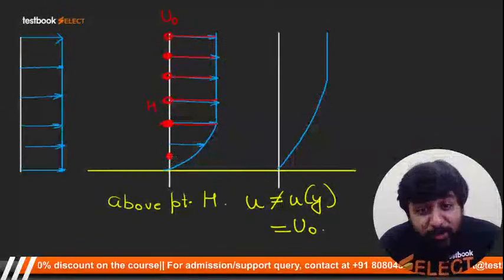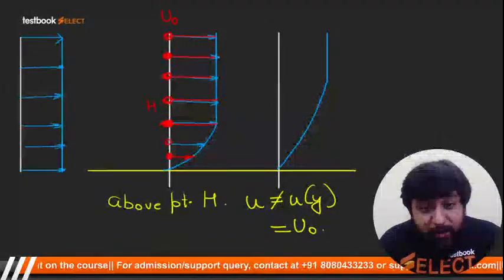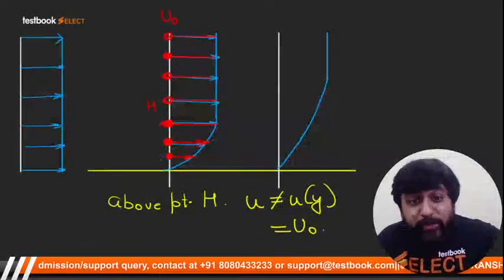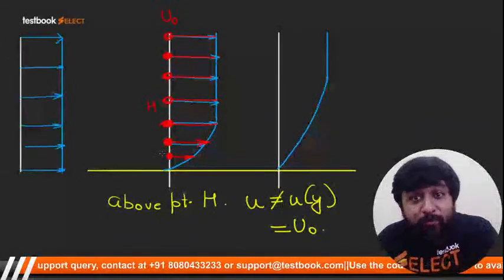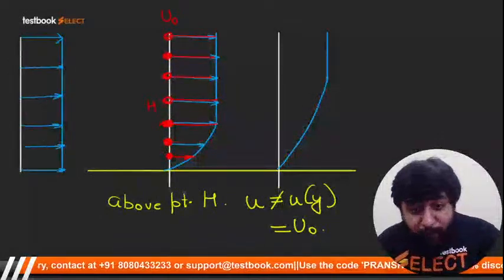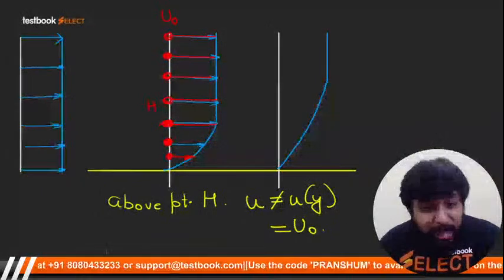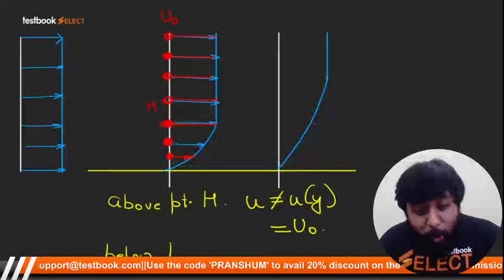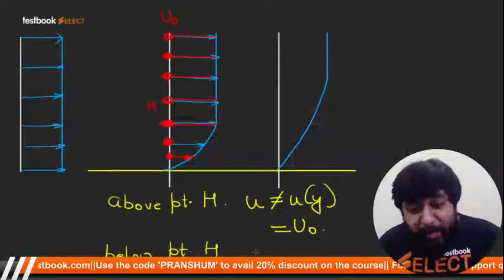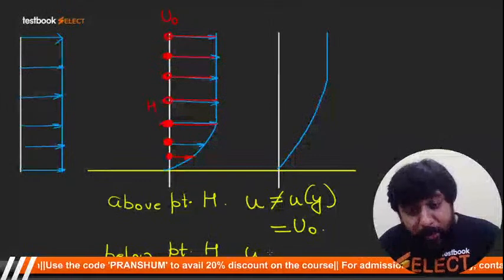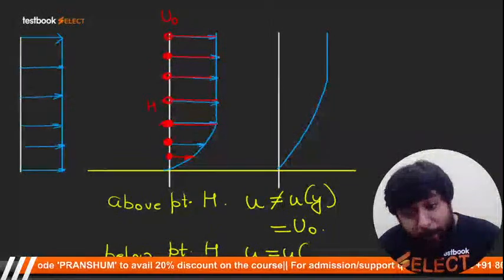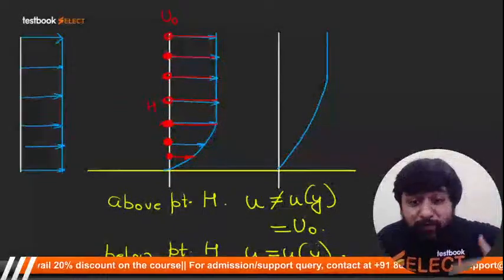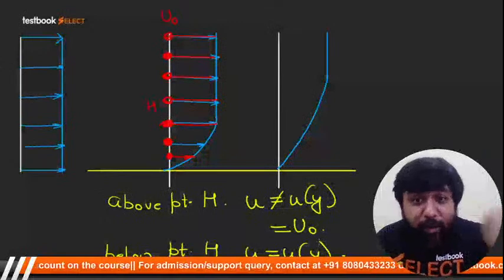But if you take a point below H, say for example here, a point at a distance y1, what is the velocity? u1. Then a point at a distance y2, the velocity is u2. So the more the distance, the more the velocity. So below point H, if we take any point, the velocity at the point depends upon the distance of the point from the bottom. The more the distance, the more the velocity.